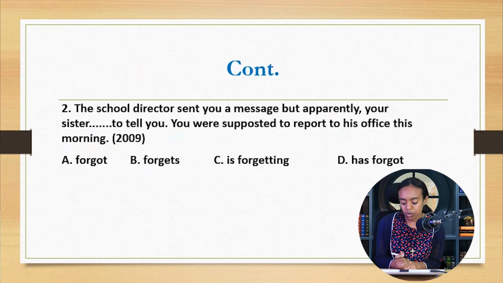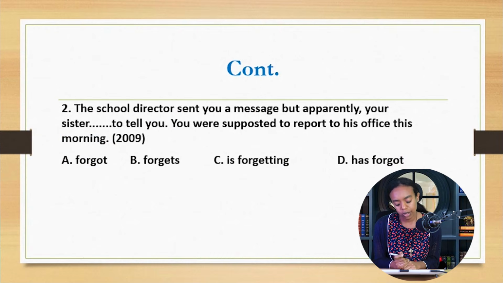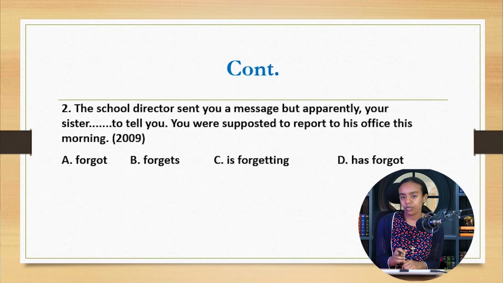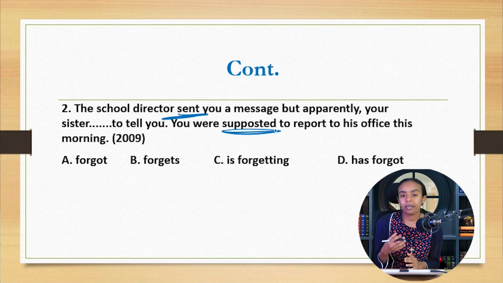In this sentence, however, there are words you can see. The first one is "sent," the second one is "supposed to." These words are past words.